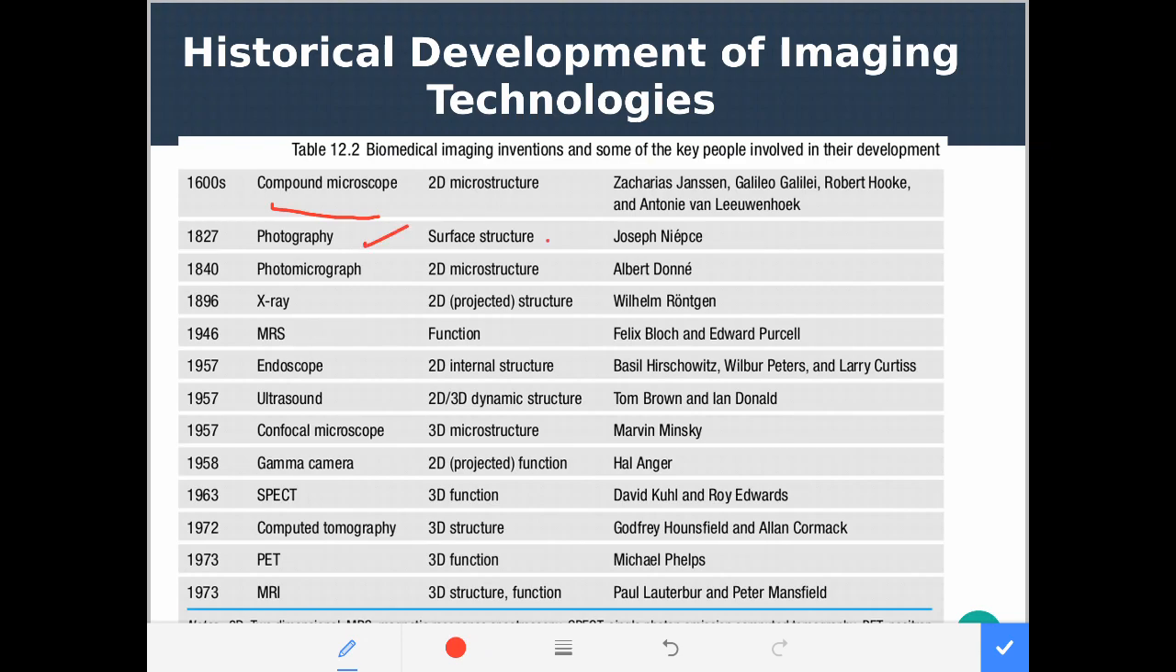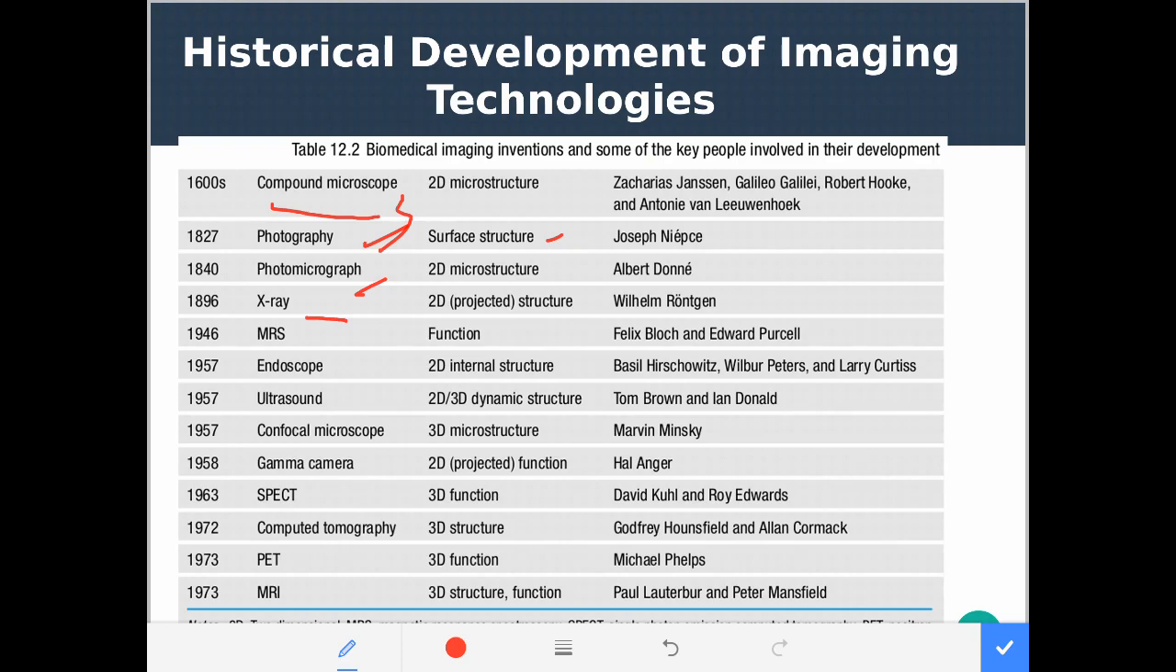It allows us to see surface structures, and by conjoining photography with the compound microscope, you can develop photomicrographs. That's a 2D microstructure. And then in 1896, once X-rays were developed, that's when the actual breakthroughs in bioimaging happened, because with X-rays you were able to see internal structures of biological systems. Human beings' internal structures can be seen now with X-rays.